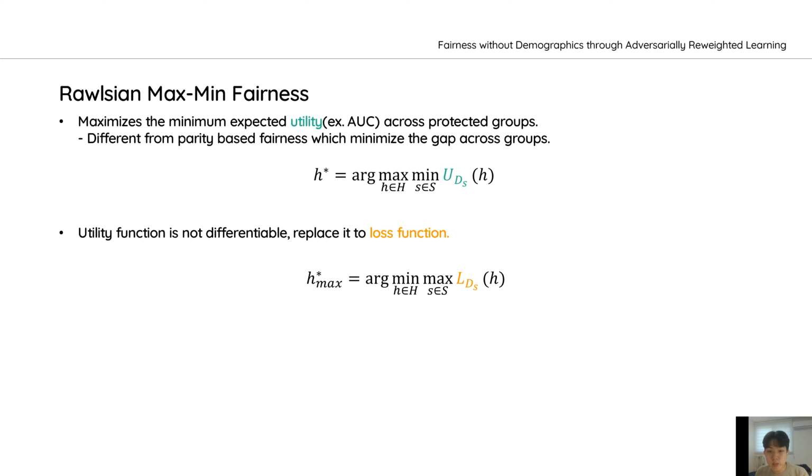Rawlsian max-min fairness can be represented as the first equation, where H is the hypothesis and S is the sensitive attributes. And authors replace the utility function with a loss function for ease of training, because utility functions, for example AUC score or accuracy, are statistical metrics which are not differentiable, so it is difficult to use in training. So the equation is changed like below, and because a loss function means negative effect in utility, the min-max in hypothesis is changed.